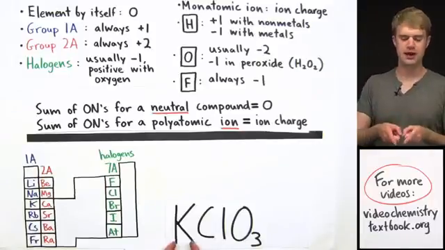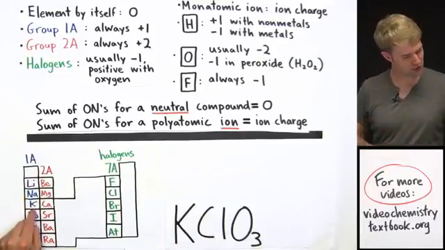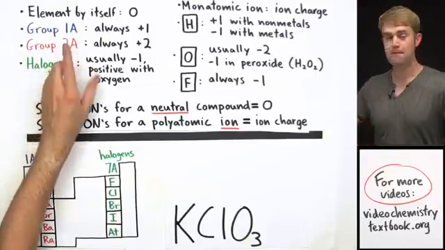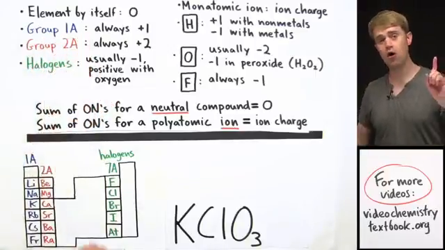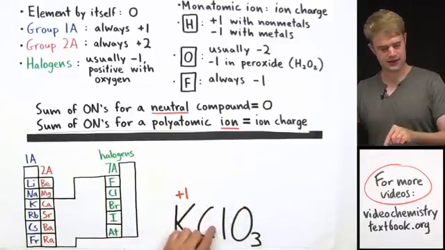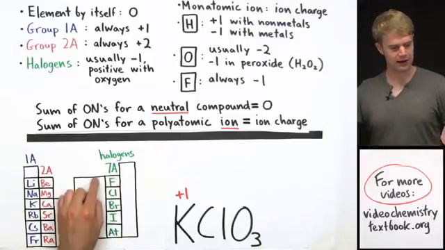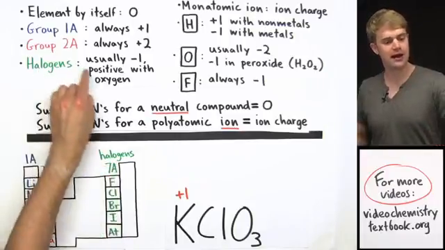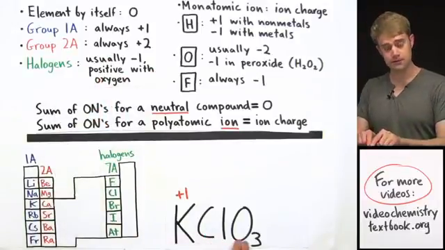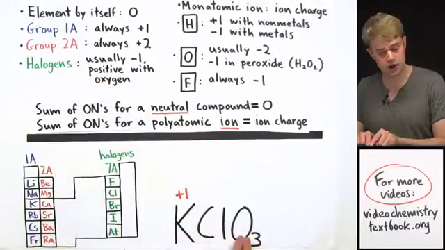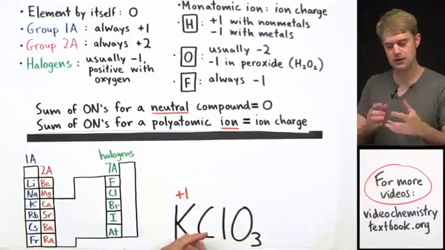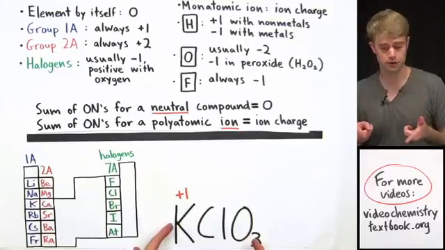KClO3. We'll start with K. K is potassium. It's right here on the periodic table. It's in this column, which is group 1A. Members of group 1A always have an oxidation number of +1. Now we've got Cl. Cl is one of the halogens here in group 7A. The halogens are usually -1, although they're positive with oxygen. Here, Cl is with oxygen, so we know it's going to have a positive oxidation number. We don't know exactly what it's going to be, so we'll have to figure it out using the other information.